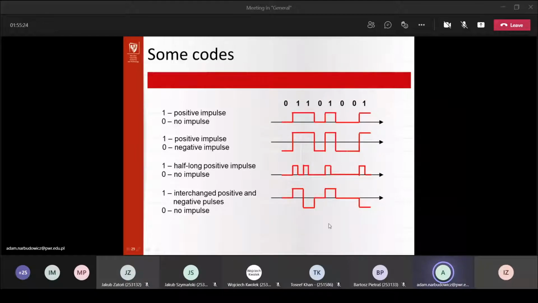However, in this code, you decide to sacrifice the extra capacity of your telecommunication system to get some basic error check, right? So if you get two positive pulses, then there is something wrong here. So this is indeed the very basic form of error detection, not yet correction, but at least you can detect when something went wrong.